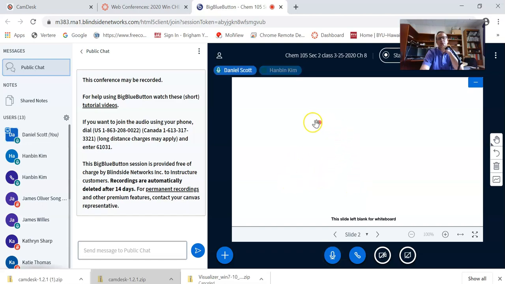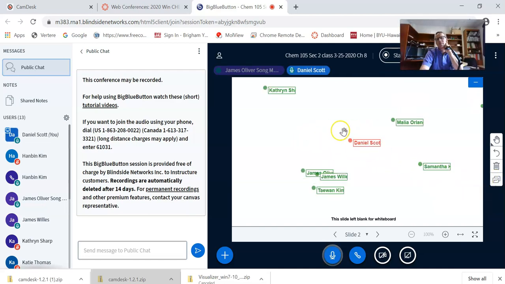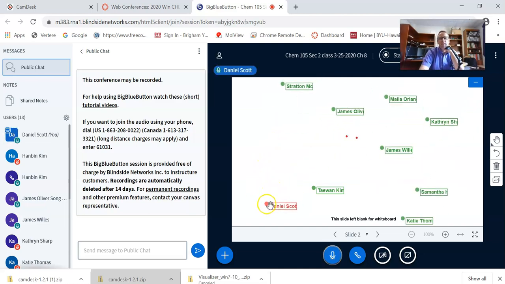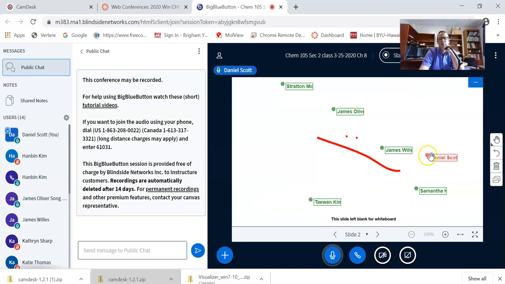Yeah, if you can bring your mouse over here to the whiteboard. Do you have a mouse? I'm actually on my phone right now. Okay. How about you, James Oliver? Do you have a mouse? Anybody have a mouse that they can bring over to the whiteboard? There we go. Okay, there's all the mice. All right, good. We're all here. Hooray, hooray, hooray.